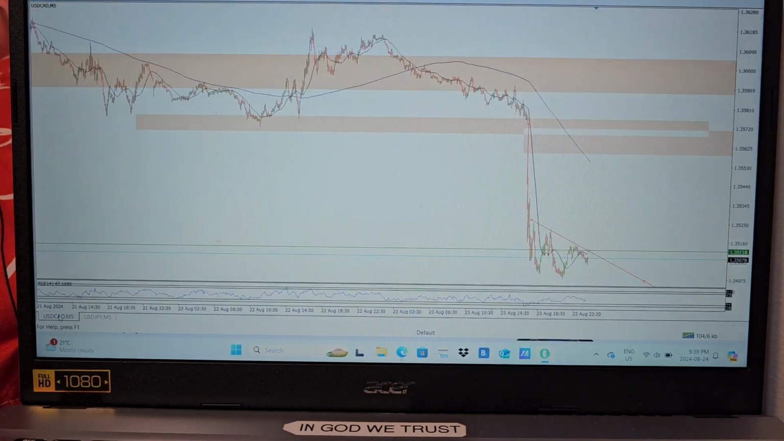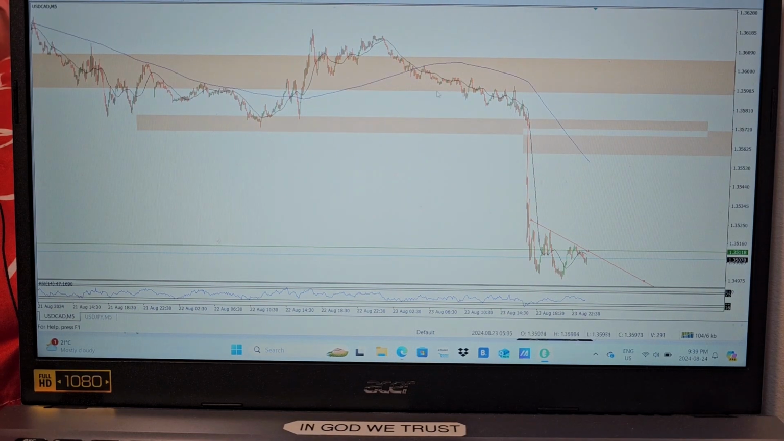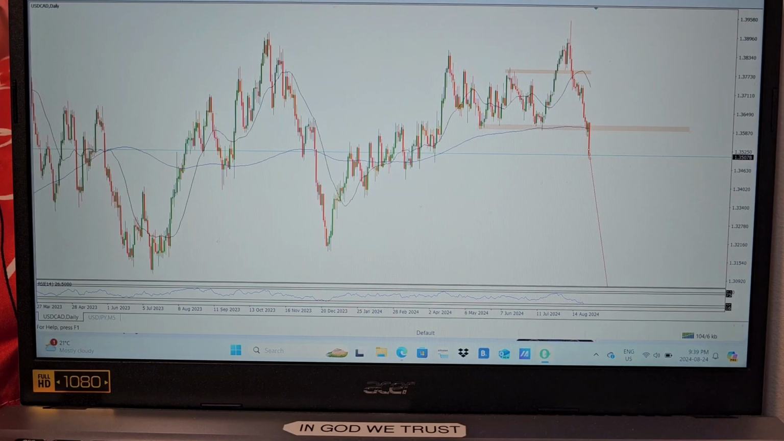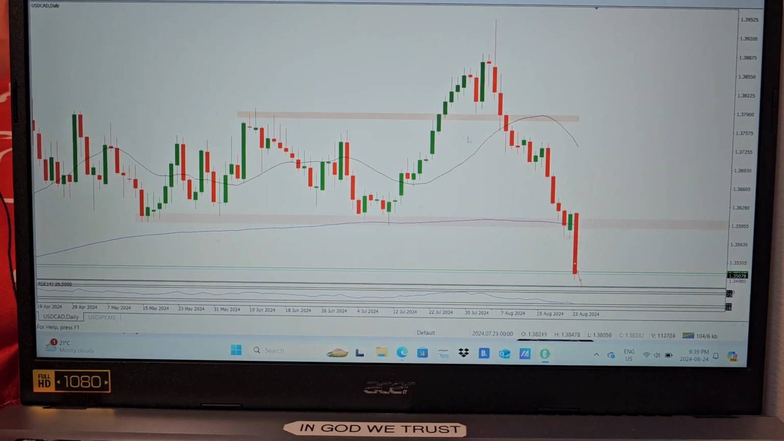And let's go to the USD CAD for a 5 days period. So look at this. 1, 2, 3, 4, 5. It breaks this daily for my 200 moving average. Look at that.